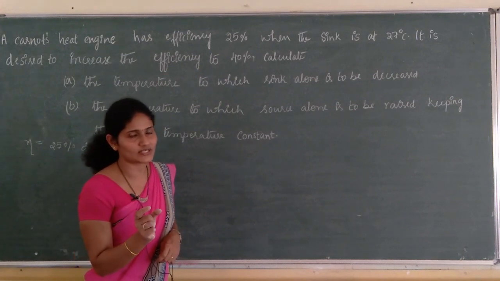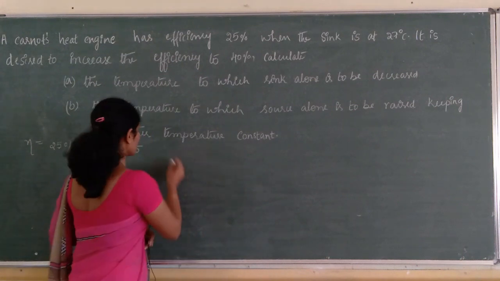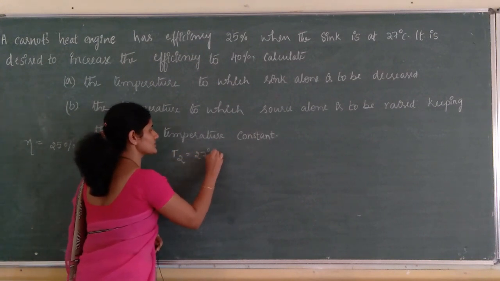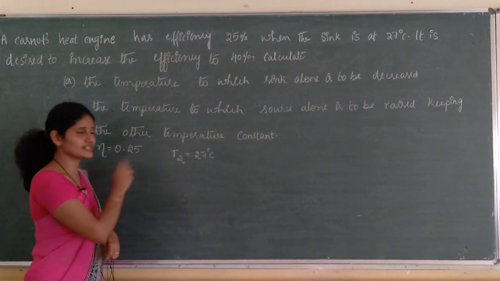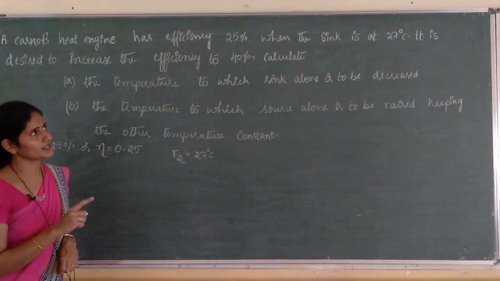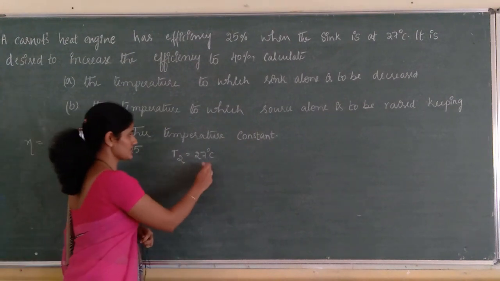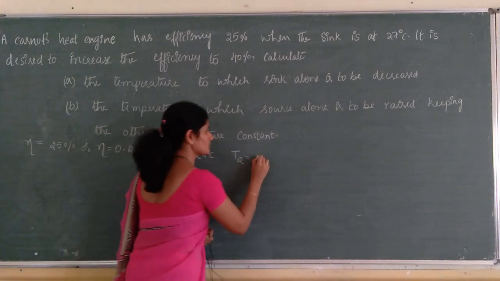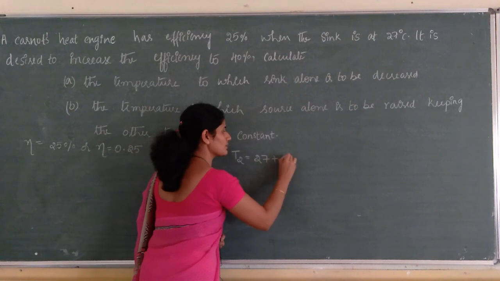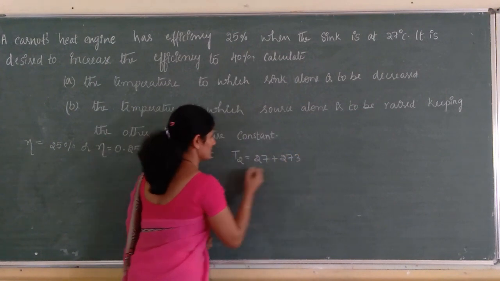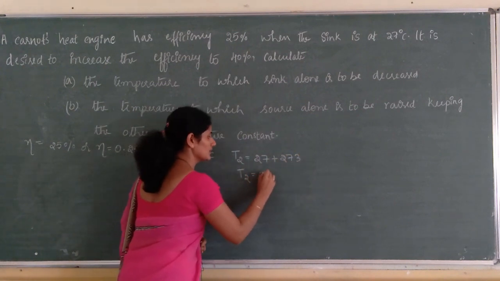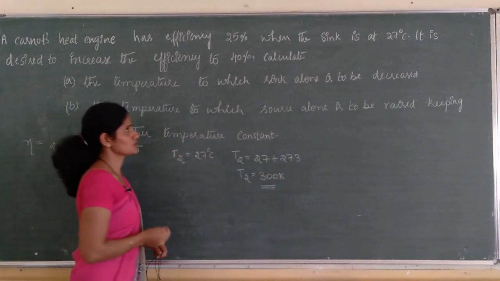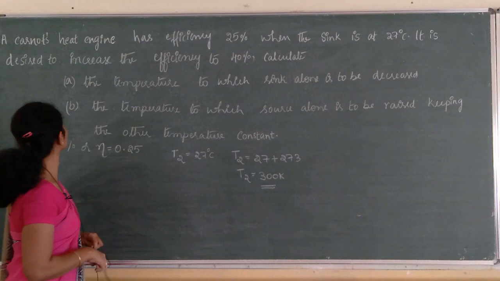Temperature of the sink is always represented by T2. So, T2 is 27 degrees Celsius. It is in degree Celsius. You have to convert it into Kelvin scale. T2 is equal to, in Kelvin scale, 27 plus 273. So, T2 is equal to 300 Kelvin. This is temperature of the sink in Kelvin scale.